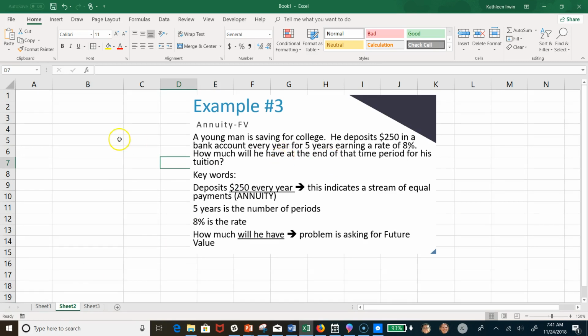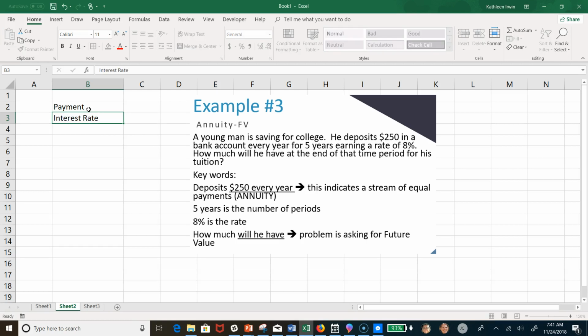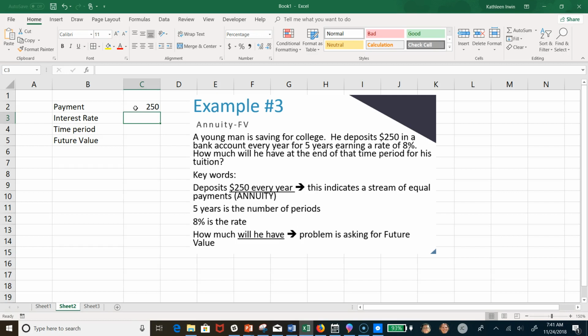Here's our same example. We're going to set it up the same way. We're going to put in our present value, or our payment. Keep wanting to say present value. And we're going to put in our interest rate, and our time period. And then we're going to be calculating the future value. All right, so let's put in our amounts here. So this is 8%, and this is our 5 years.